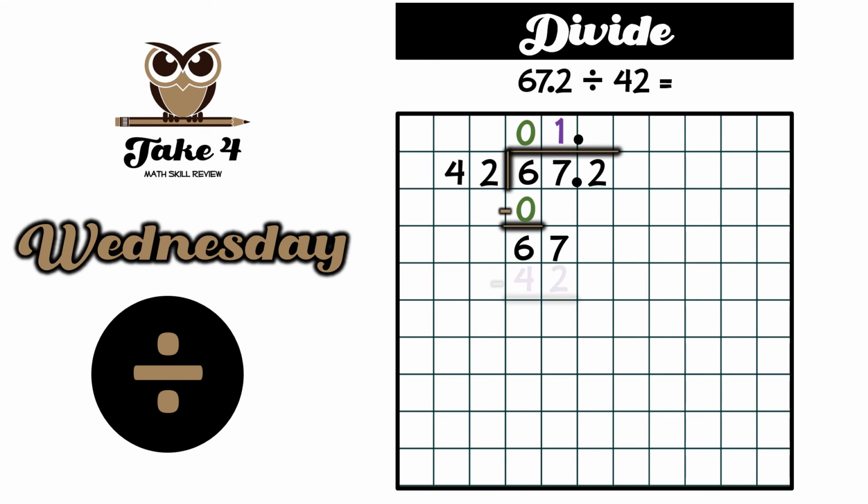1 multiplied by 42 equals 42. Subtract. 7 take away 2 equals 5. 6 take away 4 equals 2. 25 is less than 42, so I can move on. I bring down the 2. 42 is able to divide 252 6 times. 6 times 42 equals 252. When I subtract, I get 0. Our answer is 1 and 6/10.